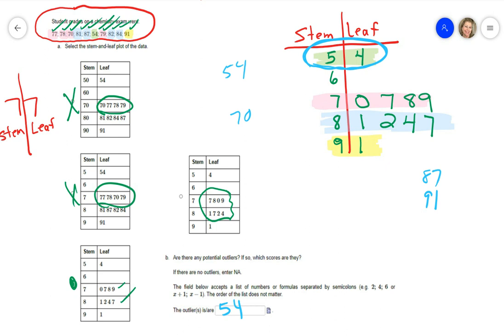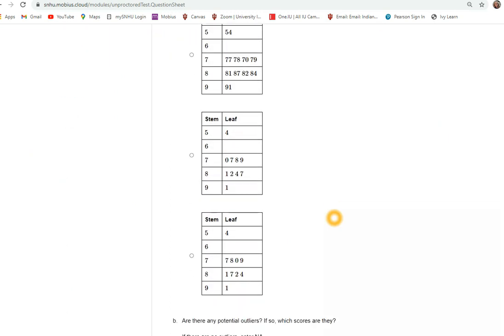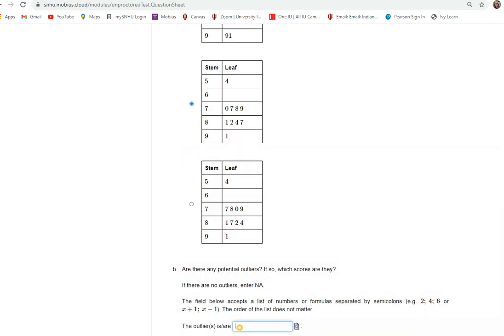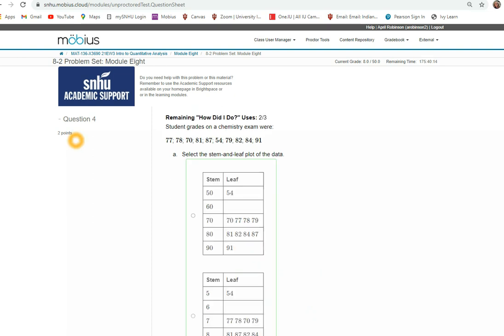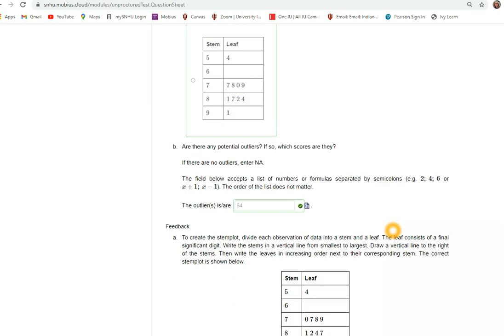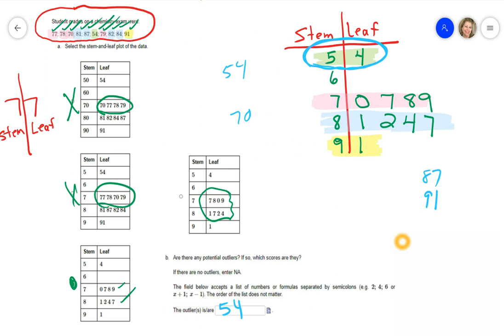It's literally an outlier. It's like one person did really bad compared to the majority of the people. So let me go back to Mobius. Hang on a second. Okay, here's Mobius, and I chose, which one was it? It was this choice. And I said my outlier was 54. So now I'm going to come back up to the how did you do? Click on that. And it gave me a green around that box and a green around that box. Yay! And I hope that helps you to understand a little bit more about stem and leaf plots.